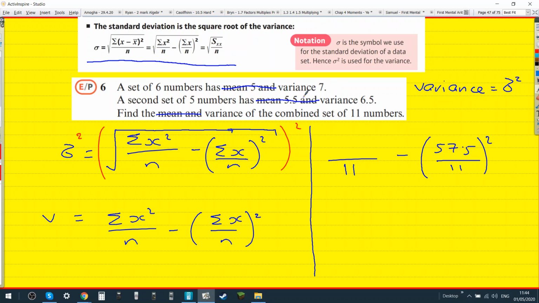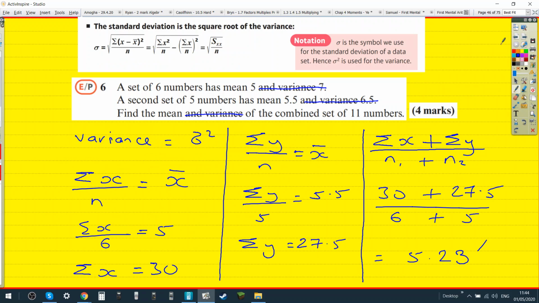How do we do this? Is that 57.5 squared or? I don't think so. I think that would give us 0. You have to square. Let me just see. Is it using SXX?